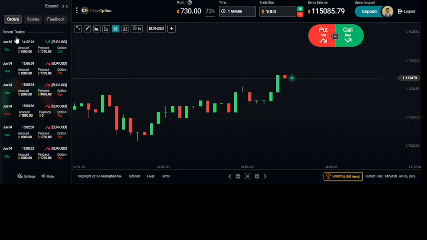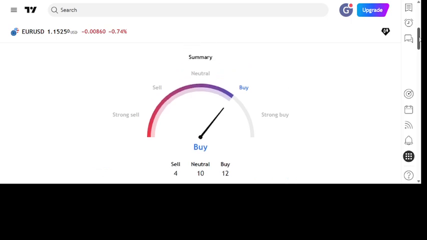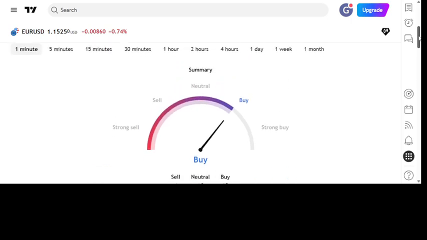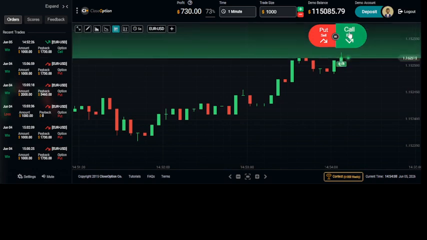Okay, so if you notice here to the left, the trade was a winner. It was in the money. So it generated a $730 profit on that trade. All right, so now I'm going to go back to the technical analysis indicator here for the Euro USD. We're going to recalibrate the indicator here. How I do that is I just click on 5 minute. It's saying sell on 5 minute but for 1 minute, it's still saying buy. So let's go ahead and take another buy trade here.